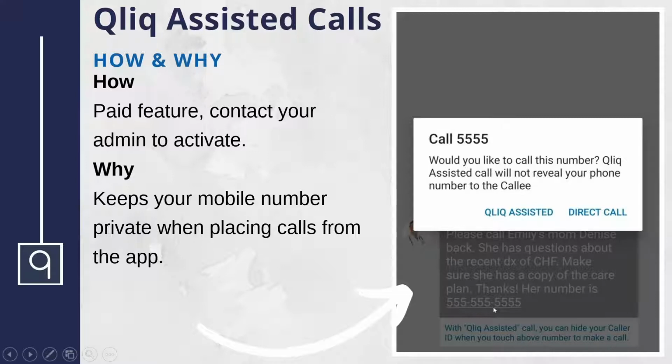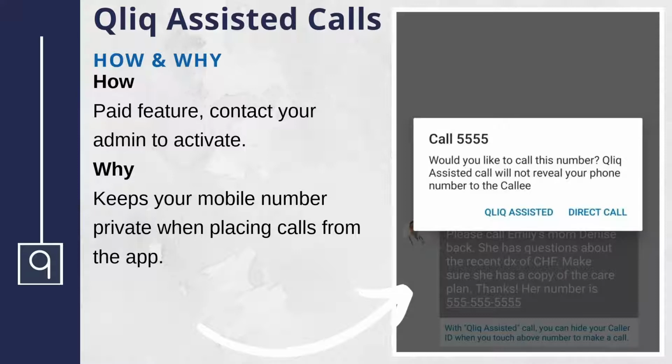You just click on the number that's been texted to you and choose Qliq assisted. So if you get to this point, you choose Qliq assisted and it says it's not active, that's how you know it's not turned on in your organization. But like I said, many people have it and don't even realize that they have it. So give it a try, see if it's active at your organization, and if it's not, you can certainly reach out to me for more information or your administrator.